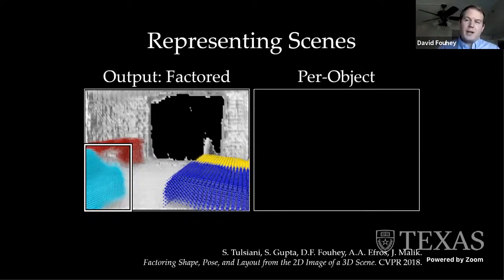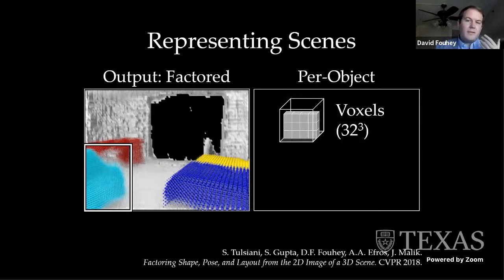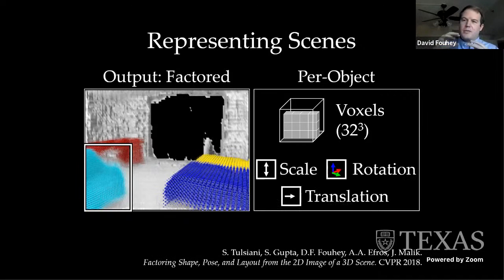So for every single object, we're going to represent the object as a set of voxels. So here it's 32 by 32. And then some sort of transformation that puts it into the scene, starting from the origin of the camera. So we have the voxels and we have the scale, the rotation, and the translation. So you can think of it as I decompose a scene in the image into objects, and I plop them into the scene in 3D. And this idea is that you sort of decompose a scene into these components.